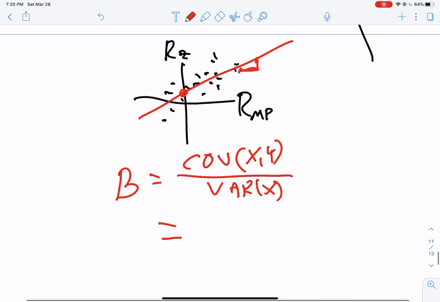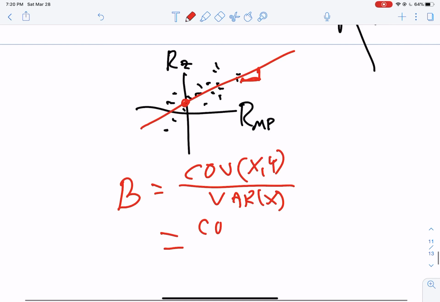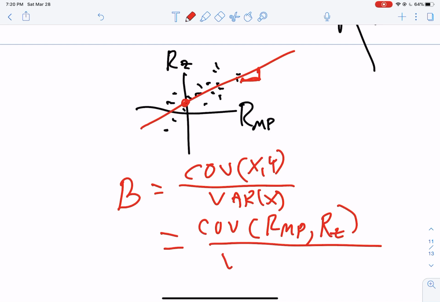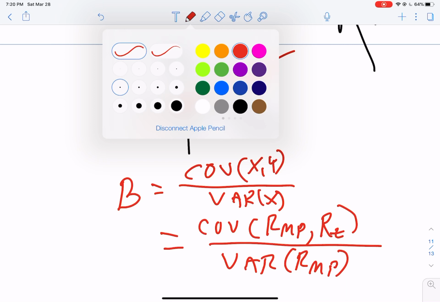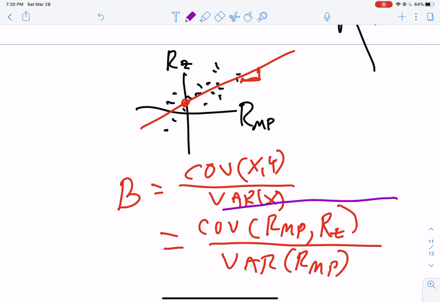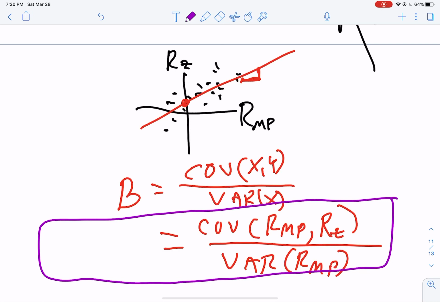And to fit our current case, it's the covariance of the return on the market portfolio with the return on Z divided by the variance of the return on the market portfolio, or the market proxy, whatever you prefer. Okay, so I will set that off with purple. And so this is the beta that we're estimating. And look at the numerator.